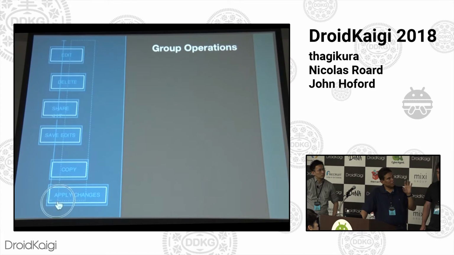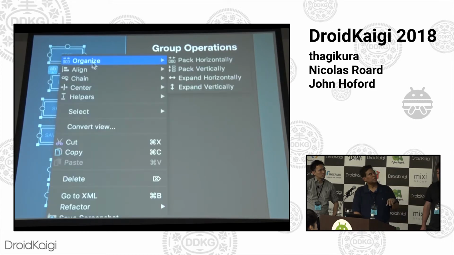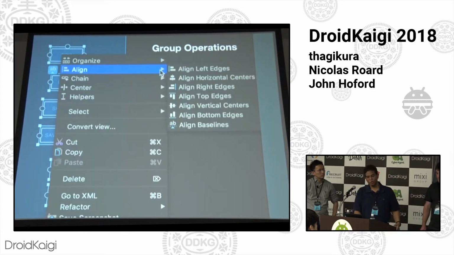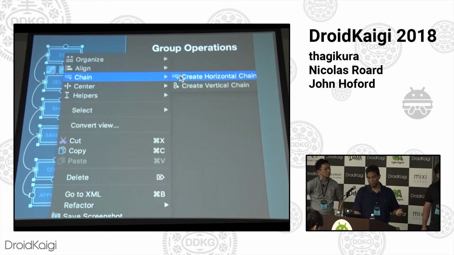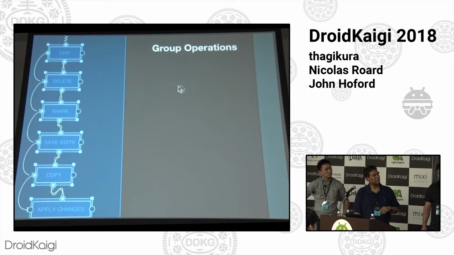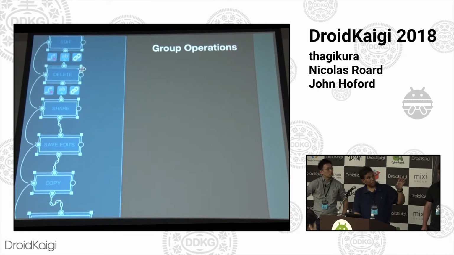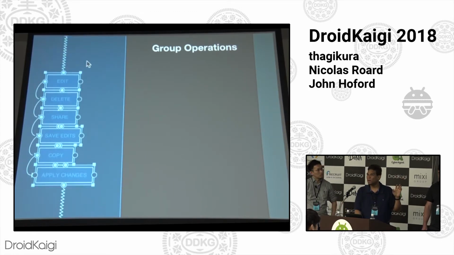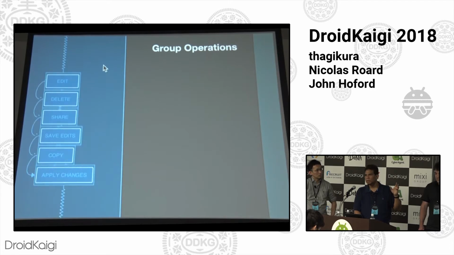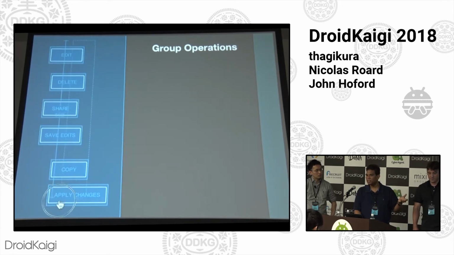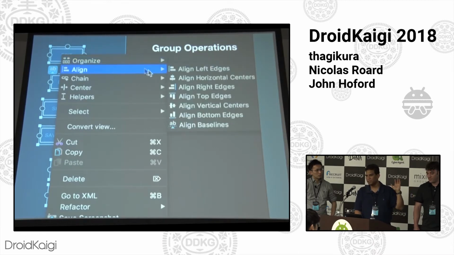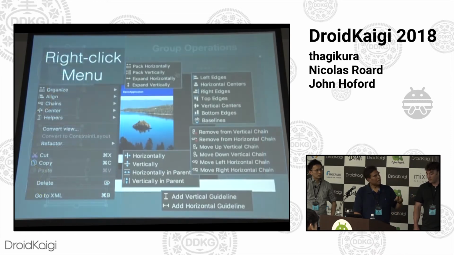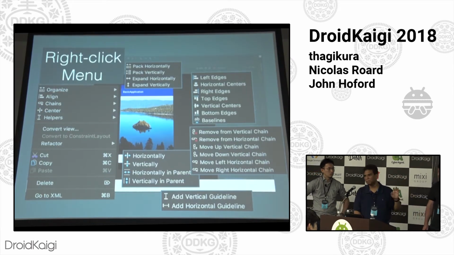But you can also do large group operations. In this particular case, we're doing a left align followed by a chain. We'll explain more about chains later. But what you're seeing there would require about 20, 30 lines of XML to write, but you can write it with 2 clicks. And in fact, there are just tons of things hidden in the right click menu.